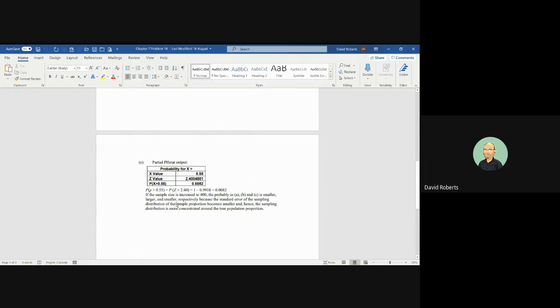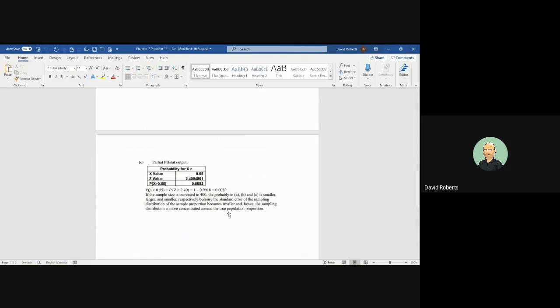So if you read the very last portion here, the sample size is increased to 400. A, B, and C is larger, smaller, larger, smaller, sorry. And because the sampling error of the distribution becomes smaller, and hence the sampling distribution is more concentrated around the true population proportion. A fancy way of saying the larger the sample, the more accurate your results and your predictions.